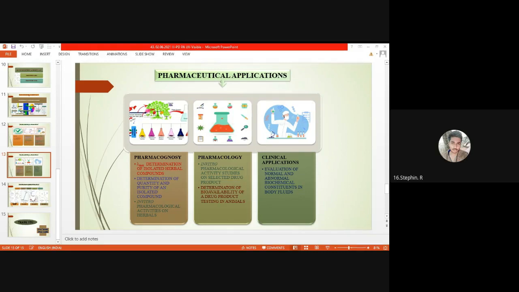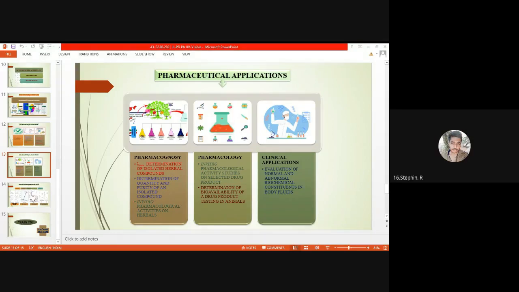Clinical applications, evaluation of normal and abnormal biochemical constituents in body fluids, ma'am. Pharmacology and pharmacognosy. Pharmacology: in vitro pharmacology activity studies on selected drug products, and determination of bioavailability of a drug product testing in animals. And pharmacognosy: determination of isolated herbal product compounds.